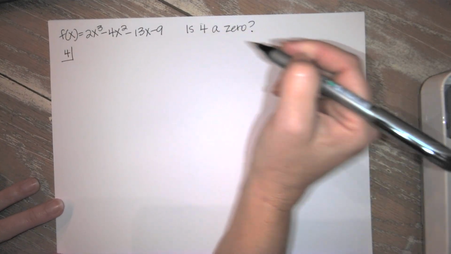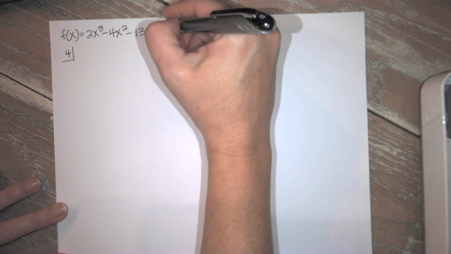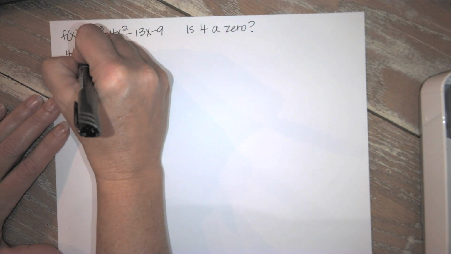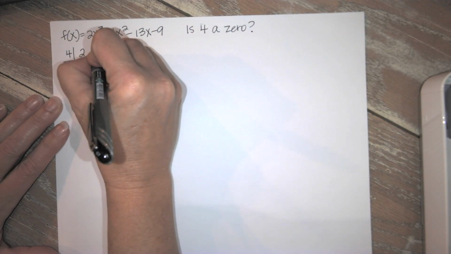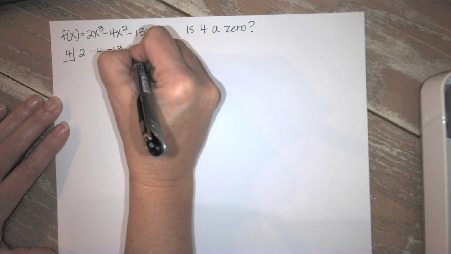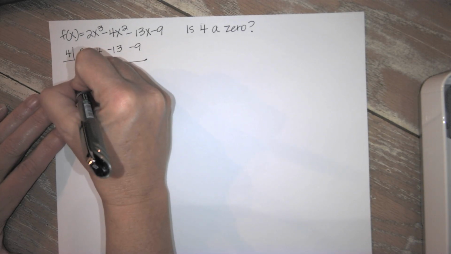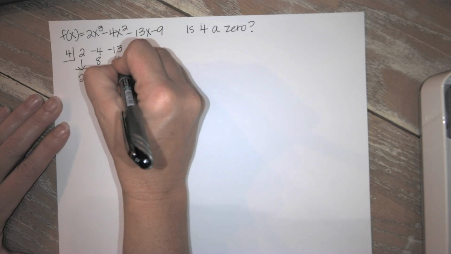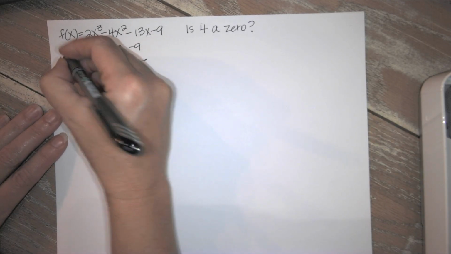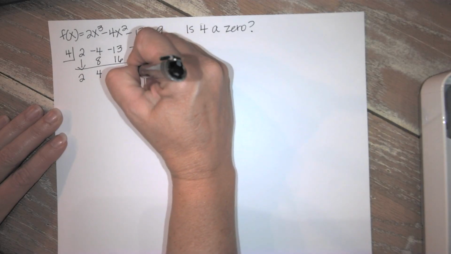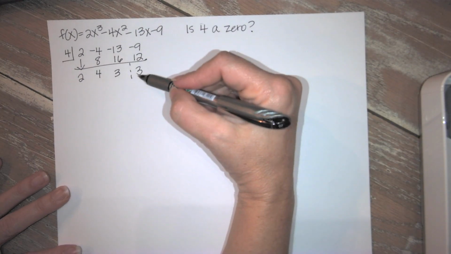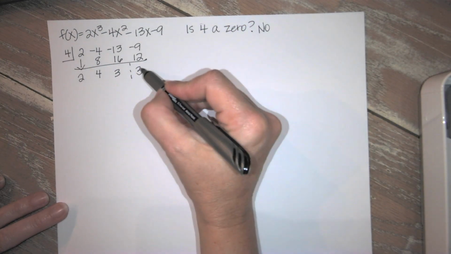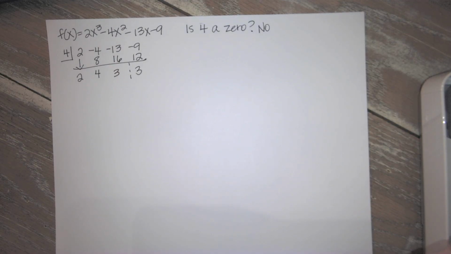Well, we're going to divide this by x minus 4, which basically means just put a positive 4 right here, and bring your coefficients down: negative 4, negative 13, negative 9. Bring that straight down. We're going to loop around and multiply, combine, multiply, combine, multiply, and we get a remainder of 3. And since we get a remainder of 3, no, 4 is not a 0. 4 is only a 0 if we get a remainder of 0.